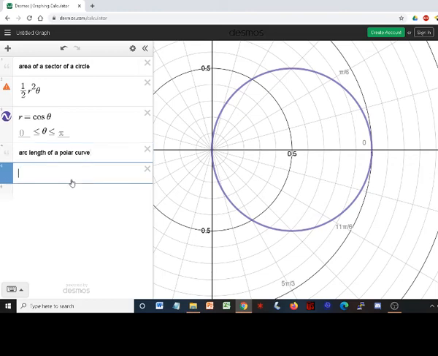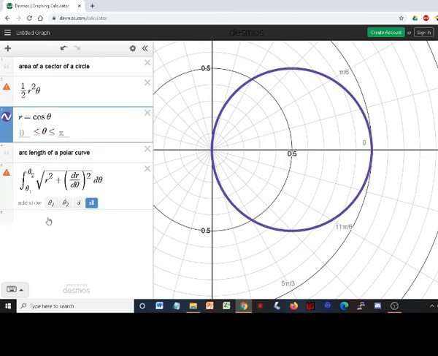Okay, you still set it up with a square root like you normally have been. So you have theta 1 and theta 2. It's going to be in terms of theta. And it's going to be the square root of r squared plus dr d theta squared. So whereas the arc length for functions was 1 plus the function squared, now it's the function squared plus the derivative squared. So for this one here, r is cosine.